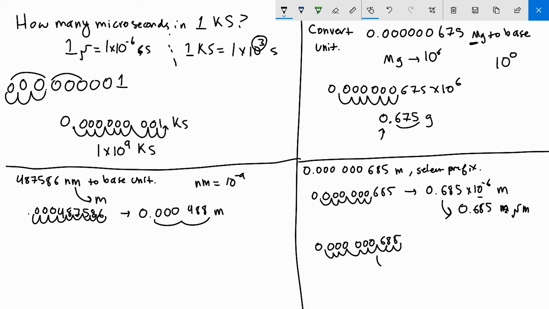So that's going to give us 685. It was supposed to be 5 now. 685 times 10 to the negative 9 meters, which is the same thing as 685 nanometers.